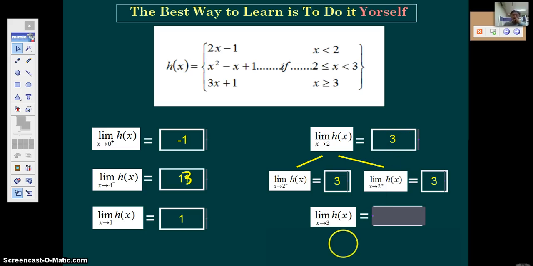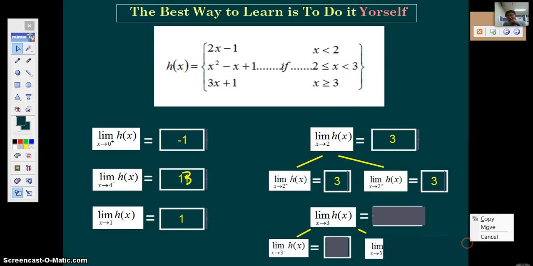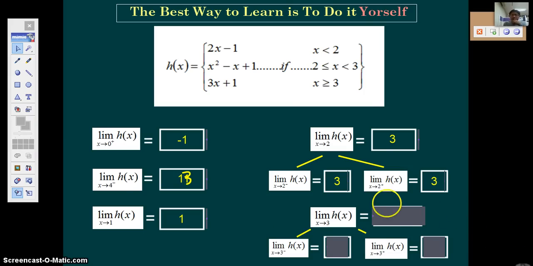Okay, last example. X approaches 3, and again, 3 is part of the condition, critical to the condition there. Therefore, we should again evaluate the left and the right. So what is the limit as x approaches 3 from the left? Using the second condition, because 3 from the left would be less than 3. Now substituting 3, 3 squared, 9 minus 3, 6 plus 1, that's 7.